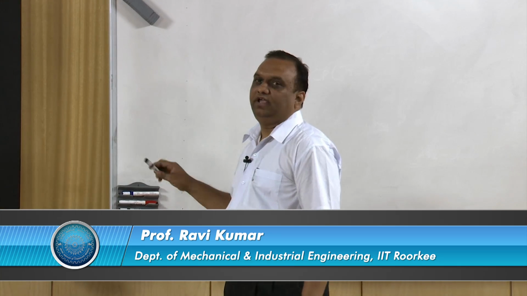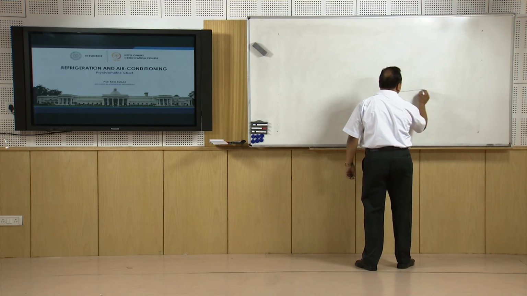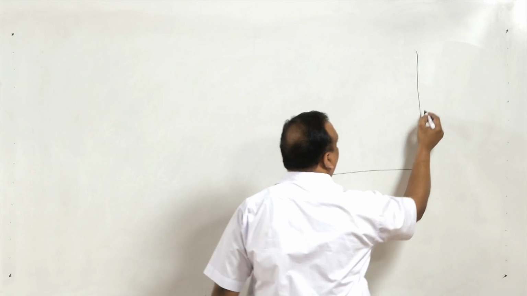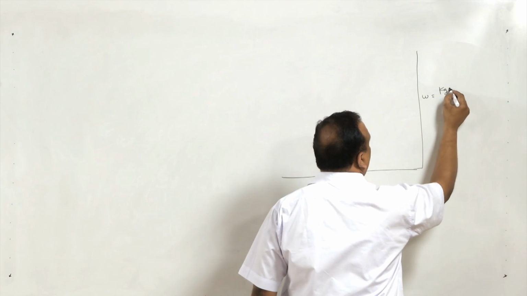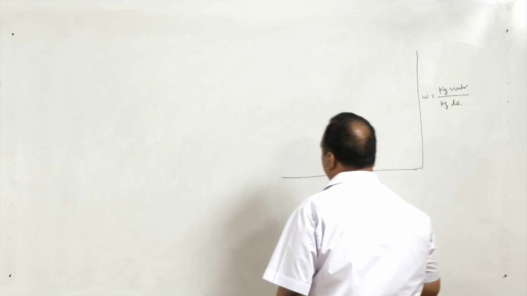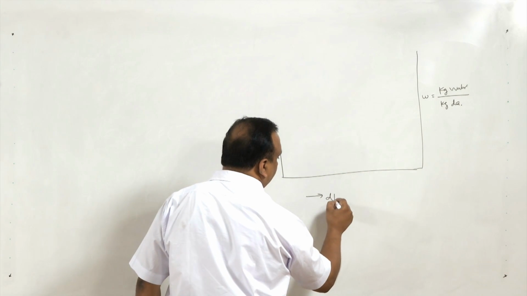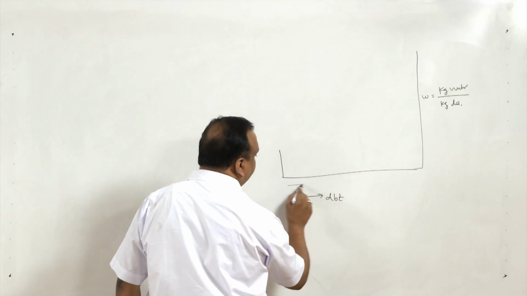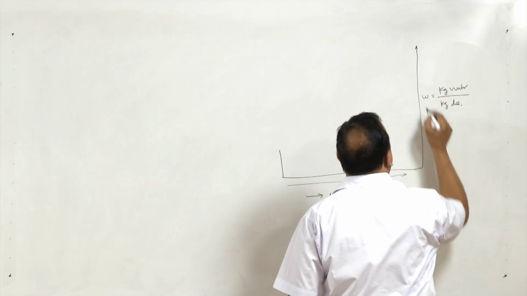Psychrometric charts are very helpful in designing any air conditioning system or to understand the processes involved in any air conditioning system. This chart is drawn between specific humidity, which means kg of water per kg of dry air, and dry bulb temperature. Dry bulb temperature increases in this direction, and specific humidity increases in this direction.